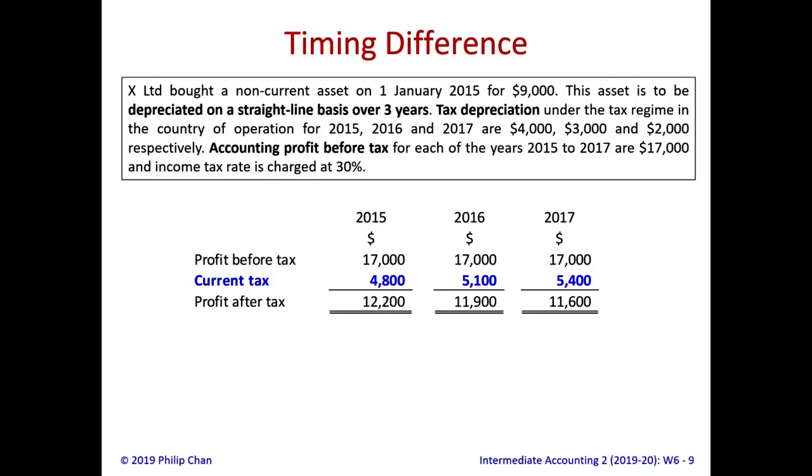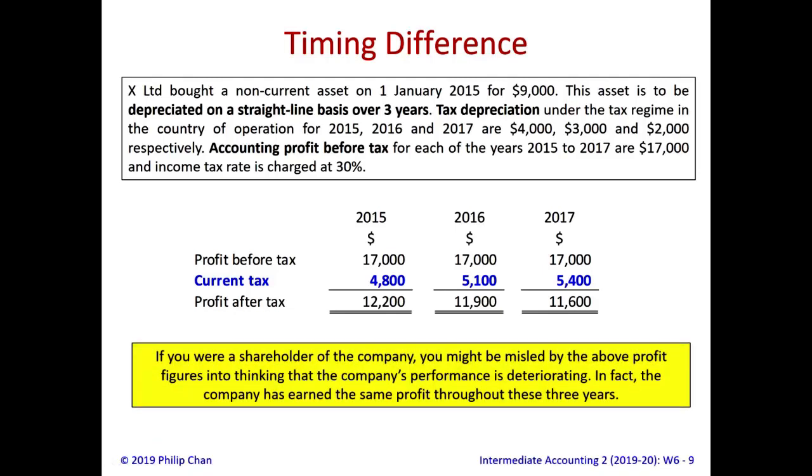You're looking at X Limited. What do you think about X Limited? You may then think that X Limited is in fact not doing well, right? Because their profit after tax is deteriorating over time. But that is not true, because they kept maintaining the same profit before tax over the 3 years. So by doing it this way, it would in fact be providing misleading information to the users of the financial statements.